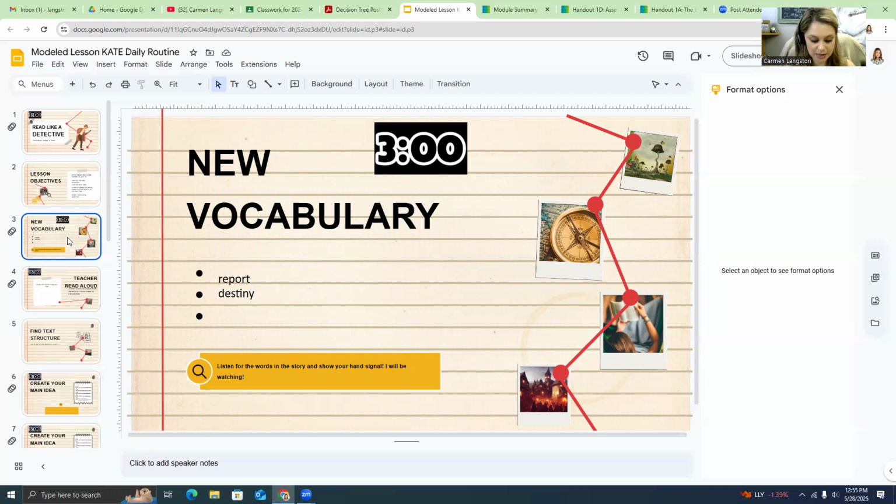Report, yes. And the second one was destiny. Let's listen for the words in the story, and we're going to touch our ear as we hear them.